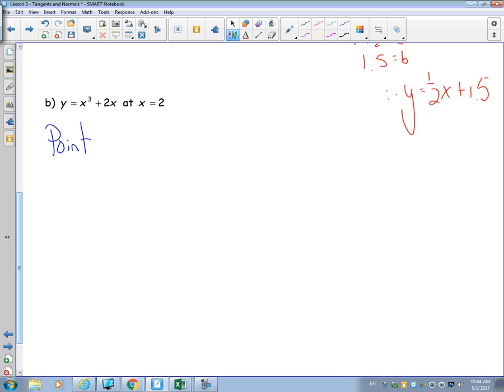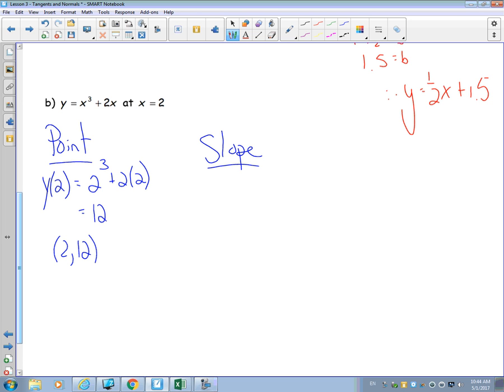So our point. I need to figure out y at 2. So 2 cubed plus 2 times 2 is 12. So there's my point. I need a slope. To find a slope, I need a derivative. So 3x squared plus 2. I want to find the slope at 2. So I need to put a 2 in for my x's, which gives us 14.